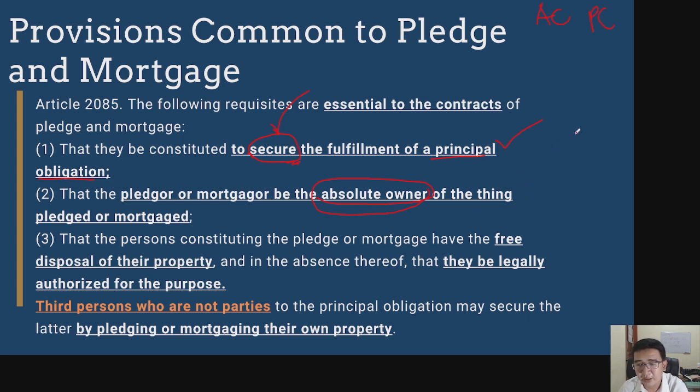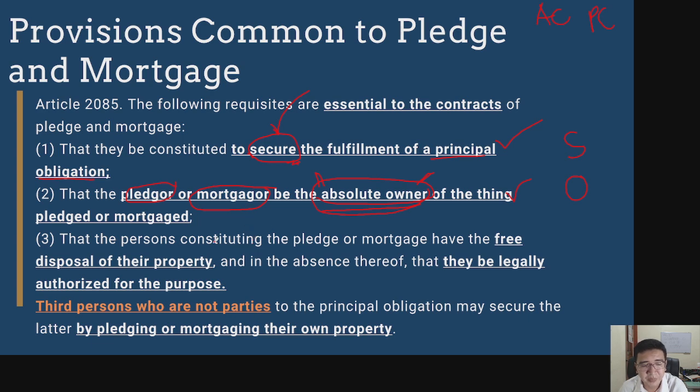Dito sa second requisite, the pledgor, okay, yung magpe-pledge ng gamit, or the mortgagor, yung mag-mortgage ng gamit, dapat daw siya ang absolute owner. Hindi lang possessor or hindi lang hiniram niya yan, dapat siya mismo ang may-ari. Okay? So, that is the second requisite. He must be the absolute owner of the thing pledged or mortgaged.